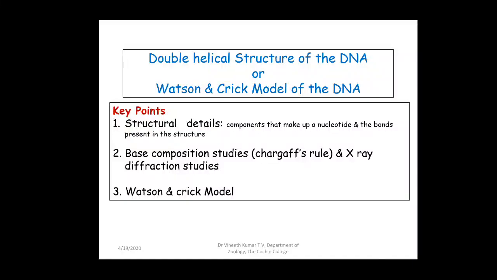Hello friends, welcome to this session on the double helical structure of DNA, or the Watson and Crick model of the DNA. The discovery of the structure of the DNA by Watson and Crick in 1953 was a momentous event in science, an event that gave rise to entirely new disciplines and influenced the course of many established ones. Here we are concerned with the structure of the DNA and the events that led to its discovery.